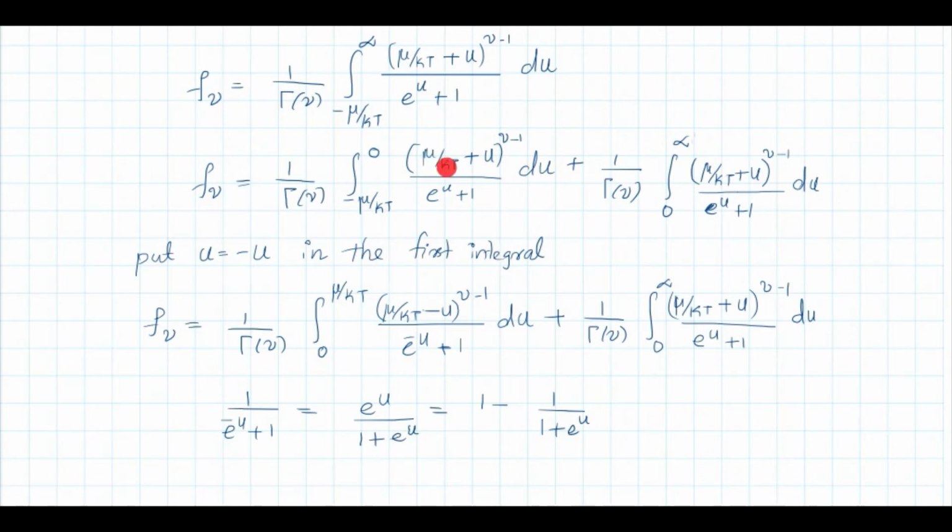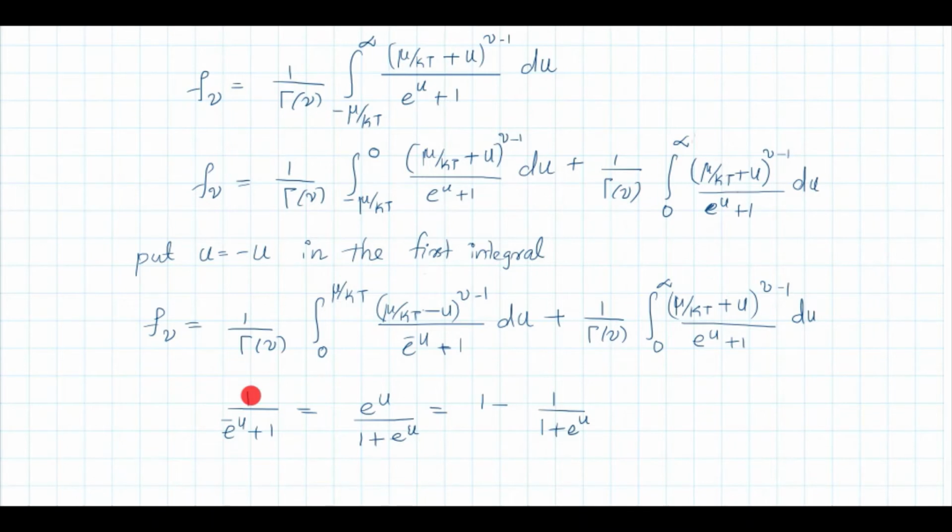Then this becomes mu by kt minus u raised to nu minus 1, e raised to minus u plus 1. This du becomes minus du. And the limit becomes minus mu by kt, that becomes mu by kt. So mu by kt to 0. And if you incorporate this negative sign to the limit, you will get 0 to mu by kt. So that is why this first term becomes 1 by gamma of nu, integral 0 to mu by kt minus u raised to nu minus 1 divided by e raised to minus u plus 1 du. Second term, you keep it as such.